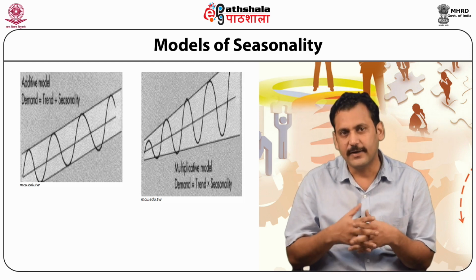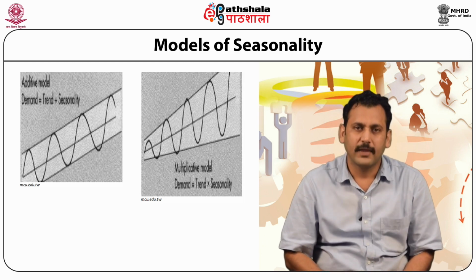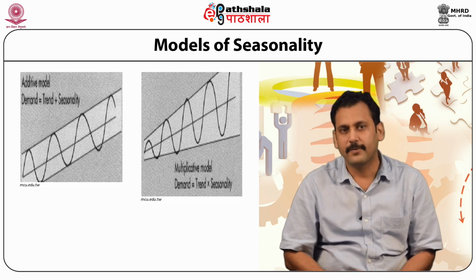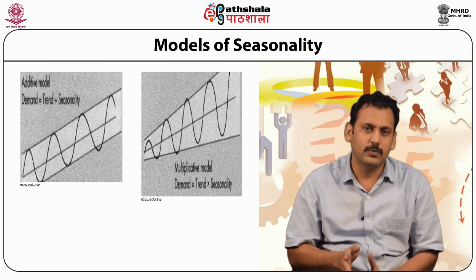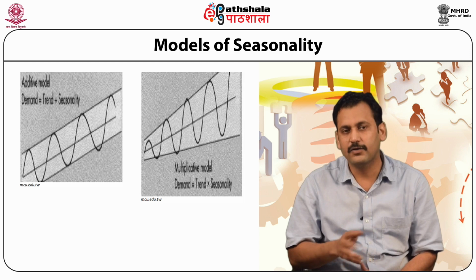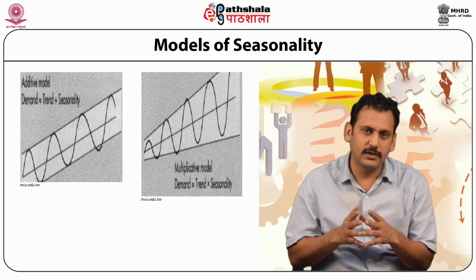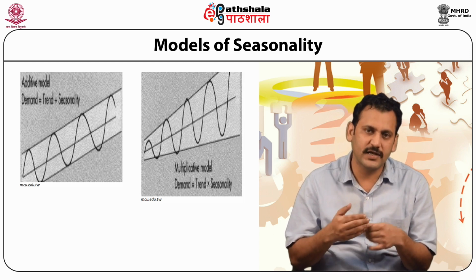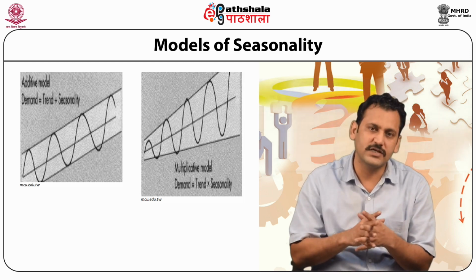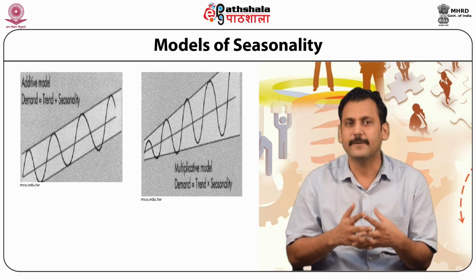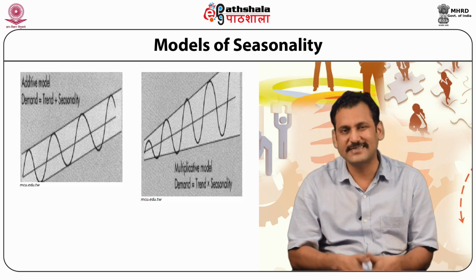Models of seasonality. To estimate a seasonal forecast, there are two different models, additive and multiplicative. In the additive model, seasonality is expressed as a quantity which is added or subtracted to the average of the data. In the multiplicative model, seasonality is expressed as a percentage of the average amount, which is then used to multiply the value of the series to incorporate seasonality. These seasonal percentages are termed seasonal indexes.